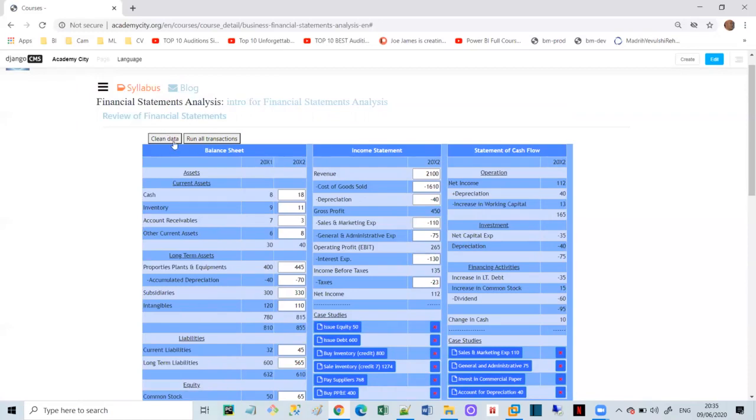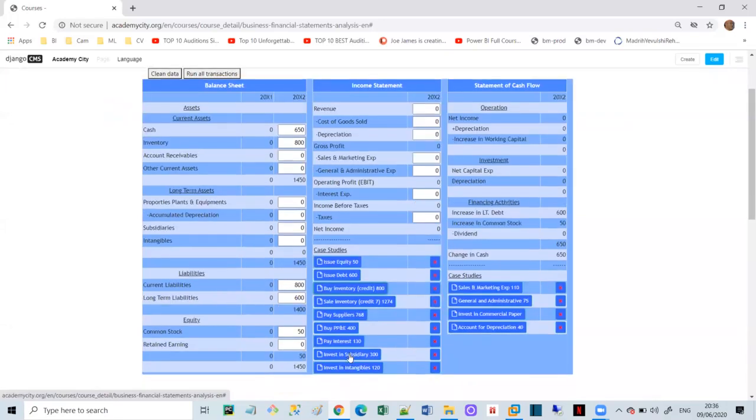Okay, let's clean the data. I will redo those two, and I will do the third one. That's buying the inventory, and then the fourth one, I'm selling part of the inventory. Again, I had inventory that I bought for credit. Out of the 800, I'm going to sell 791, and I'm going to sell it for 1274.